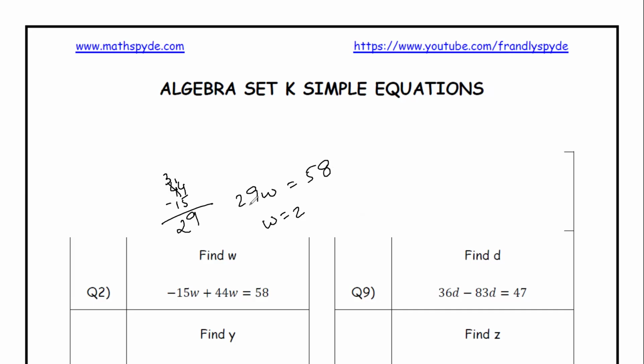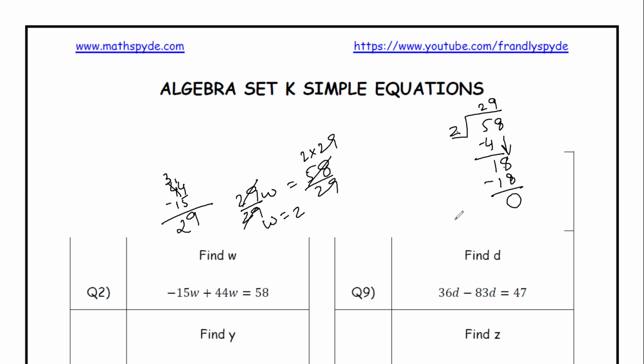Divide both sides by 29. 58 is a multiple of 2 because it's an even number, so it's 2 times 29. How do you find out whether it's 2 times 29? You have to do the division like this. 2 2s are 4. You got 1, carry down 8. And then 2 goes into 18 9 times. That's your basic division. So that's how I know 2 times the quotient 29 gives me 58. So 29 goes, my answer is 2.